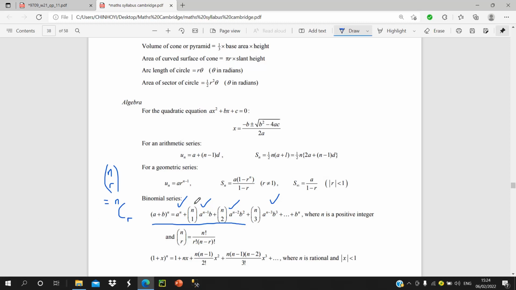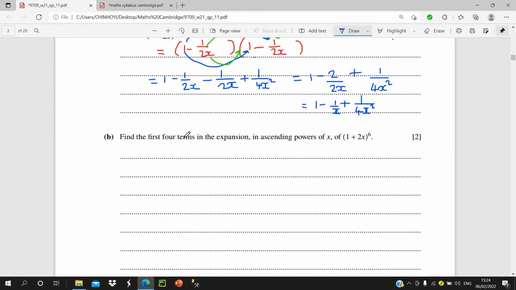It's the same thing, right? So let's move on to attempt that. So here is the value of a using a formula, here is the value of a, and here is the value of b, 2x. So we want to substitute in this formula.